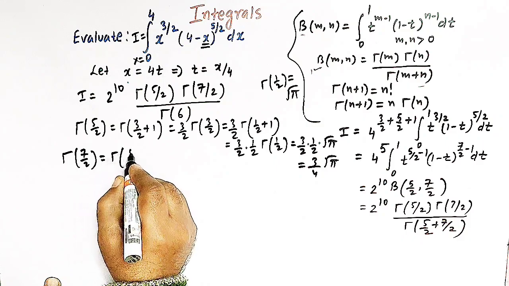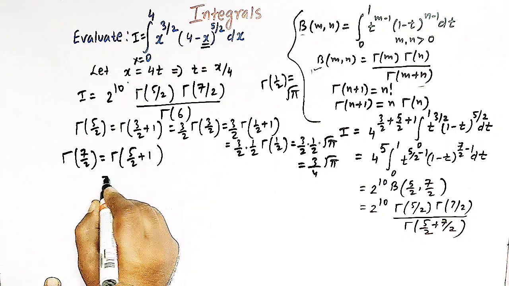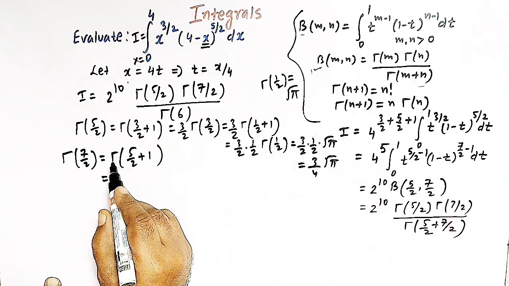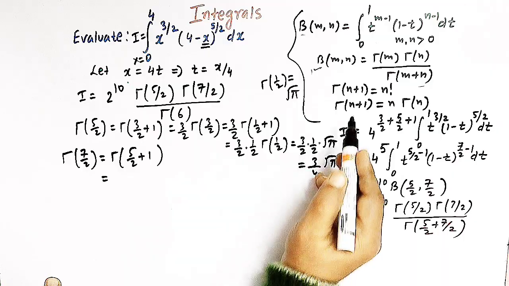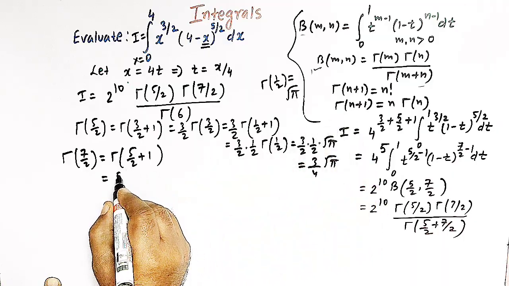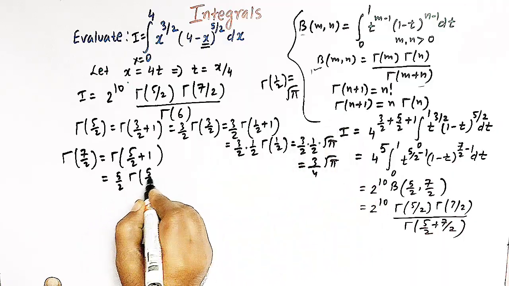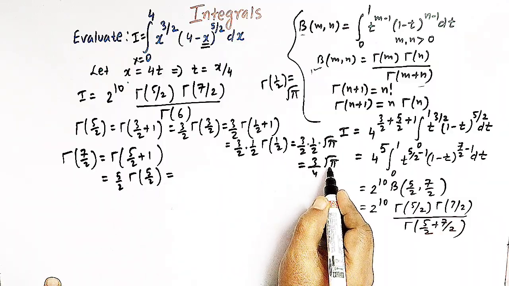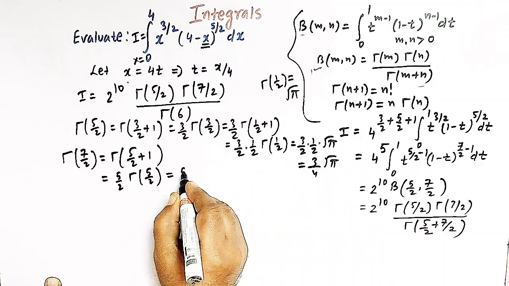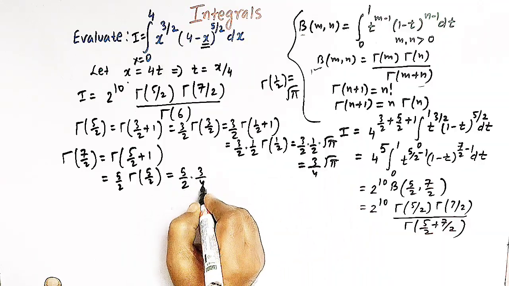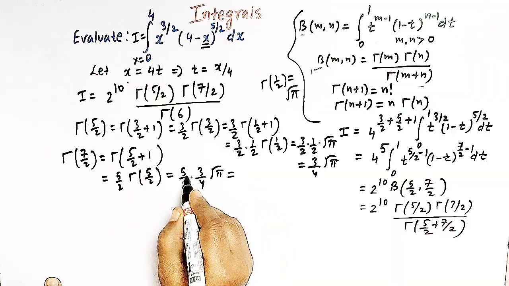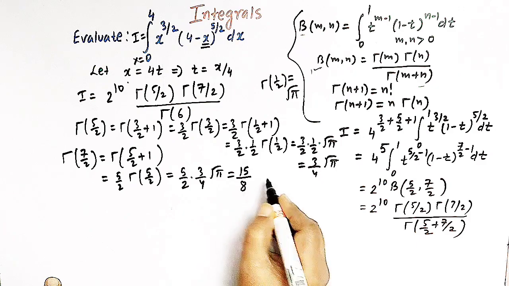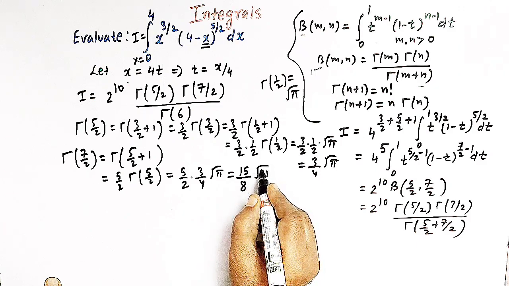And similar is the case with gamma 7 over 2. This can be written as 5 by 2 plus 1. So again applying this result to gamma 5 by 2 plus 1, n is 5 by 2, so we can write 5 by 2 gamma of 5 over 2, and gamma 5 over 2 is given by 3 by 4 times square root of pi. So here we have 5 by 2 times 3 by 4 root pi. So this is 5 times 3 is 15 over 8, and here we have root pi.